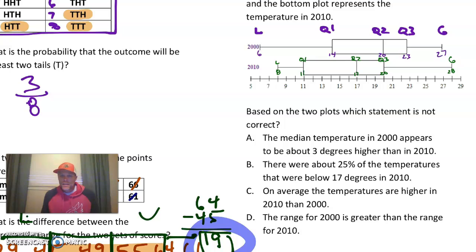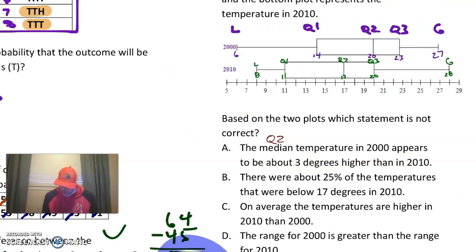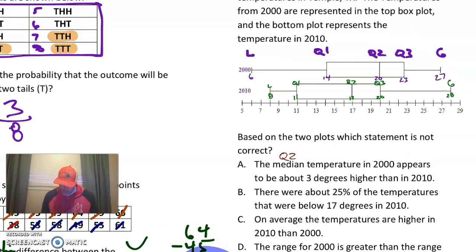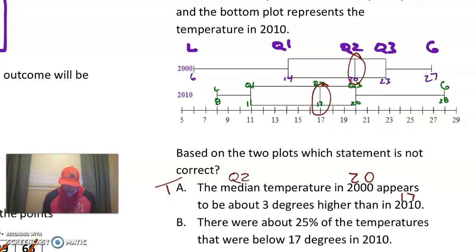Okay, so A, the median temperature in 2000. Now the median means quartile 2. I'm going to change colors so we can know the difference. Let's go red. The median temperature in 2000 appears to be about 3 degrees higher than in 2010. So in 2000 it was 20, and in 2010 it's right here, which is 17. So is 20 three degrees higher than 17? Yes, it is. So that's true. So it cannot be A.